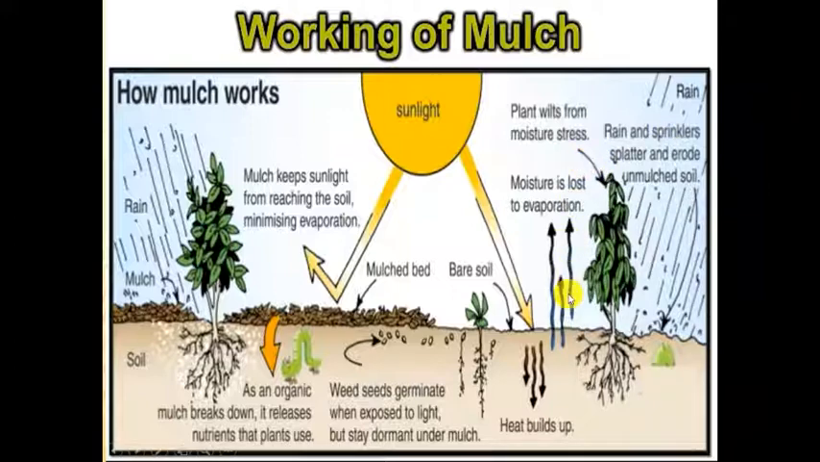But when there is a bare soil, whenever solar radiation comes, it gets absorbed into the soil and heat builds up. This situation is not suitable for plant roots as well as the soil fauna, macro and microfauna living. Therefore, the bare soil ultimately becomes less healthy when compared to the soil with kind of a mulch on it.